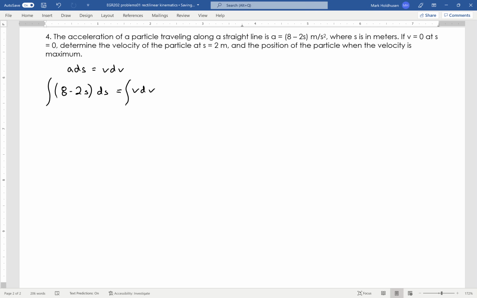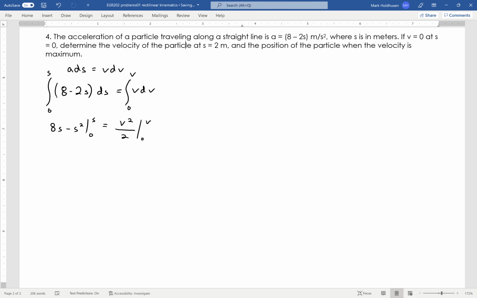Now again, v is 0 when s is 0, so these will both start at 0, and they'll both go up to an arbitrary variable, either s or v. So on the left side, I'm going to get 8s minus s squared, and this will go from 0 to s. On the right side, I'm going to get v squared over 2, and this will go from 0 to v.